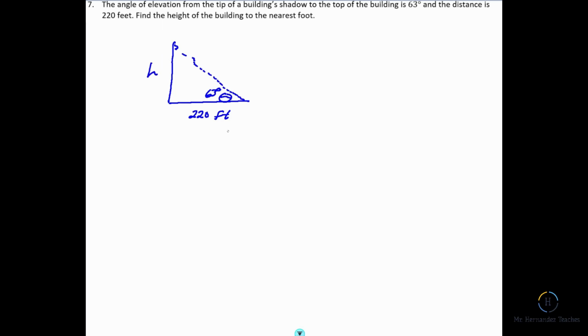So in order to find the height, we want to figure out how these two sides and this angle are related. And what relates those is tangent. So we know that tangent theta is equal to opposite over adjacent. And notice here, this opposite side is our height, which is what we want to find. So tangent 63 degrees is equal to the height over the adjacent side, which is 220 feet. So if we multiply both sides by 220, we'll figure it out.